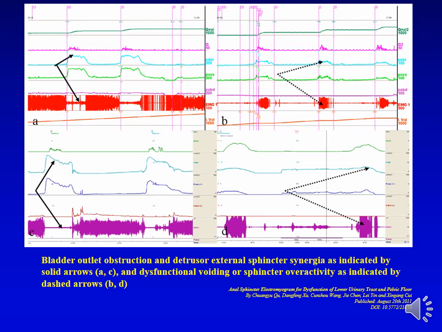Whereas B and D, shown in broken arrows, also show the same type of pressure curves. The pressure curves are almost the same. High pressure bladder with low flow. But here there's dyssynergia of the sphincter. In other words, this B and D is seen in dysfunctional voiding or sphincter overacting during voiding itself.